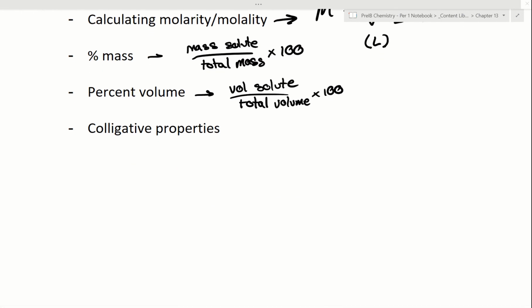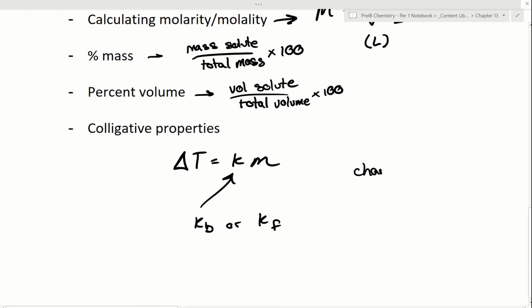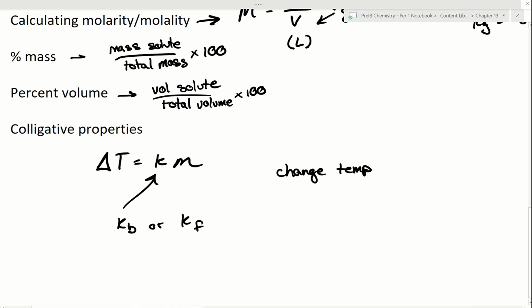For colligative properties, we're looking at calculating delta T is equal to the constant times the molality. The constant, this guy, could be K sub B or K sub F. And so if you're calculating these, remember that it could ask you for what is the change in temperature. Well, if that's the case, if you're calculating just the change in temperature, all you want to do is calculate for delta T. So the change in temperature is delta T.